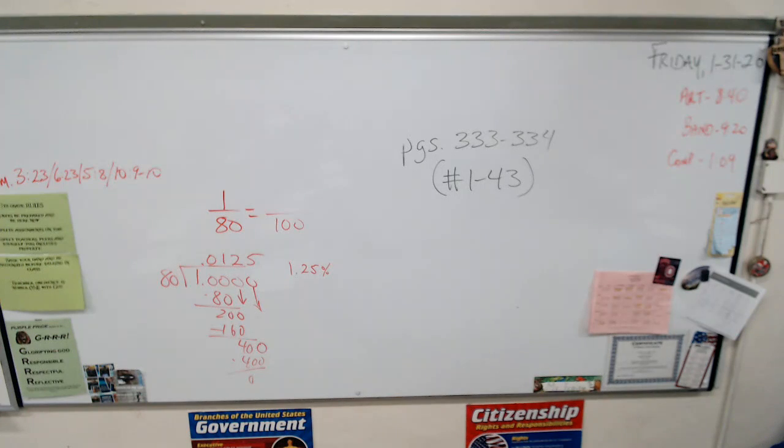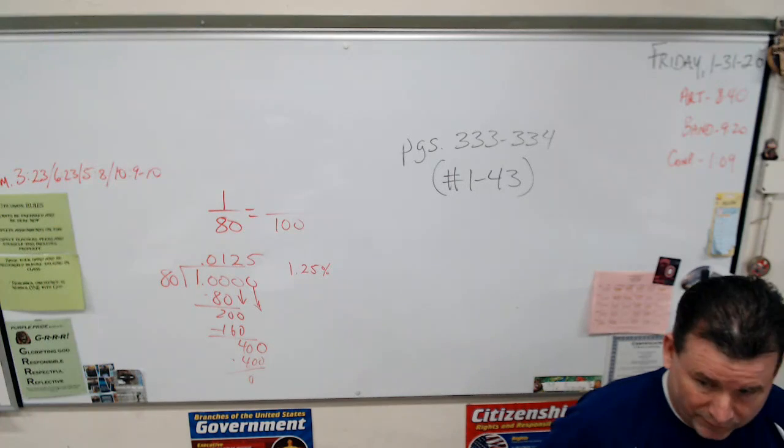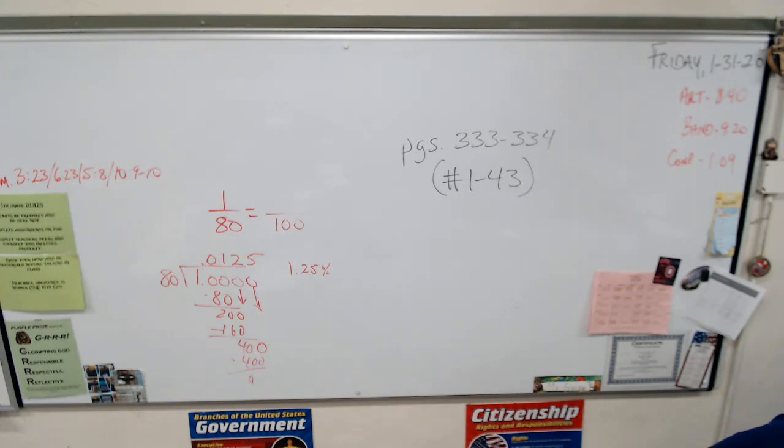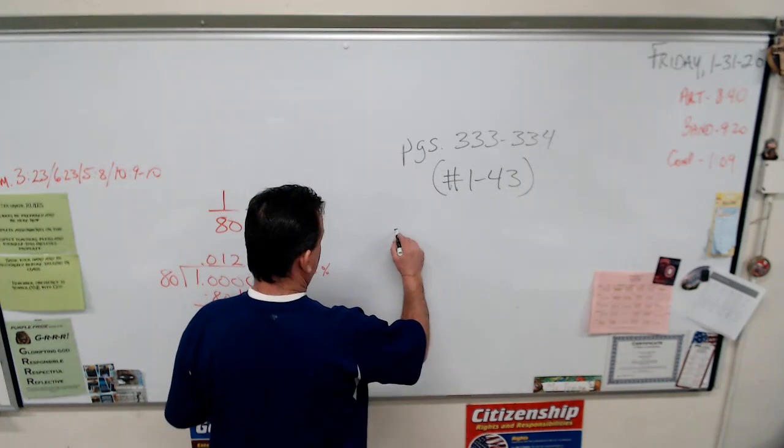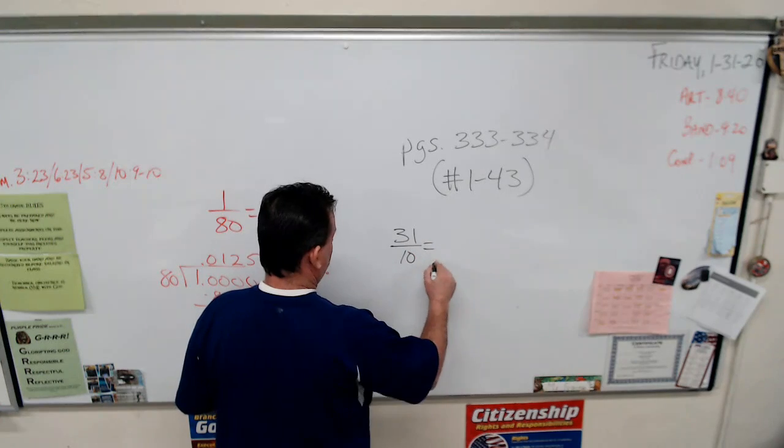Dominic, spot check, ready? What'd you get for number 18? Shh, please be quiet. 8%. For number 18. 0.8%. You've gotta be looking at the wrong one. Which one's number 18? Number 18. 31/10. I think I did the wrong one on that one.